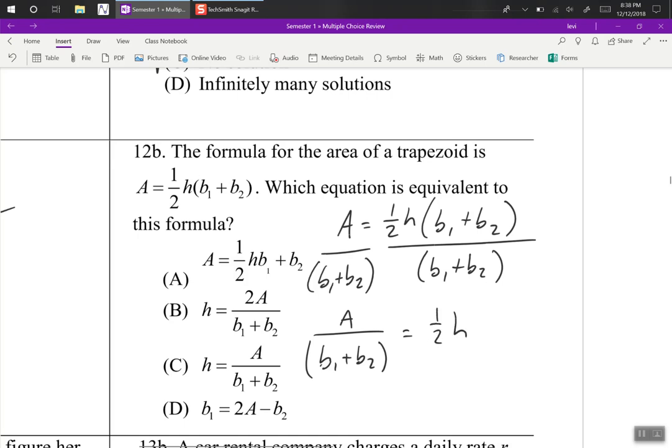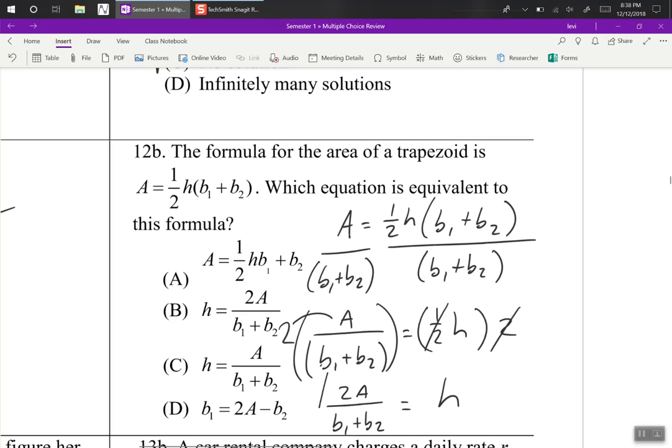Then if we wanted to solve for h, what undoes multiplying by 1/2? Multiplying by 2, so that would be 2a. Because we multiply by 2, that would cancel, and that would make a 2 on top. I shouldn't have written that 2 in there. But then when we distribute it, it would become 2a on top. So 2a over b1 plus b2 equals h. And that looks like B here.